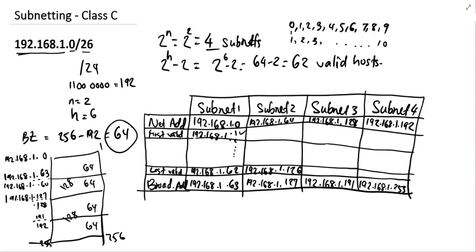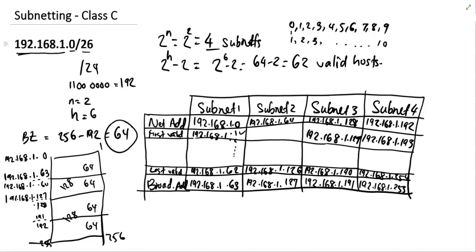192.168.1.126. And if I ask you what's the first valid host in subnet 3, this is subnet 3. It starts from 128. The first valid will be 192.168.1.129. Second one, 130. Third one, 131. So that way. And the last valid host for this subnet is going to be before the 191, which is the broadcast. So we have 192.168.1.190. And for this one, we have the first IP we can use as 192.168.1.193. But the last one is 192.168.1.254. So these are the usable IP addresses.